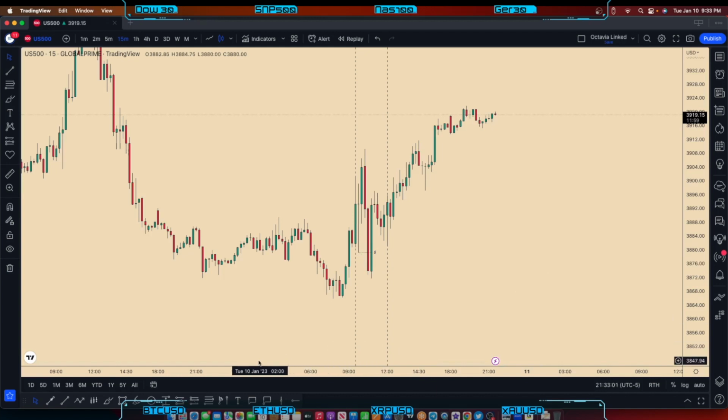So here we can see that we have a beautiful swing low and price essentially sweeps that liquidity. All right, that's perfect. All right, that's step one. Next, what you guys want to do is you want to look on the lower time frames for some type of reaction to that sweep of liquidity.